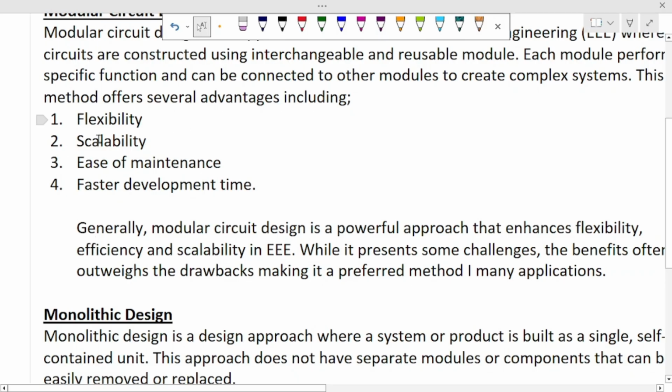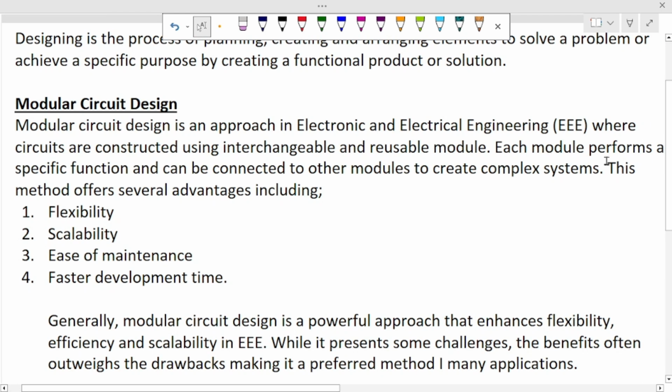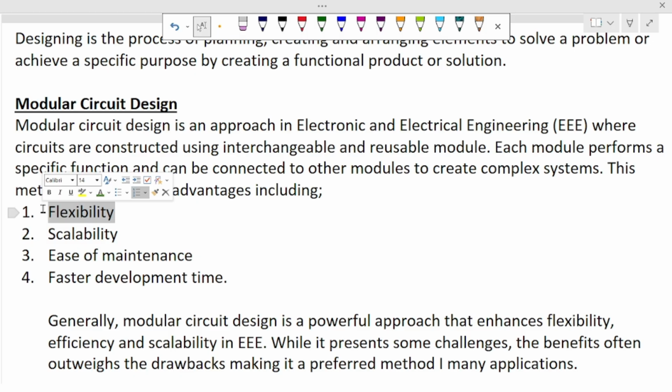Then for the second kind of design, we'll talk about these other parts, or let's just quickly talk about it. With that explanation of modular design, just bear in mind that each module performs a specific function, and can be connected to other modules to create separate systems. I think I mentioned this earlier. So this method offers several advantages.